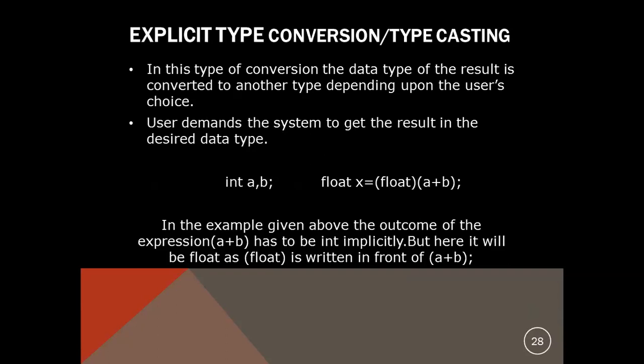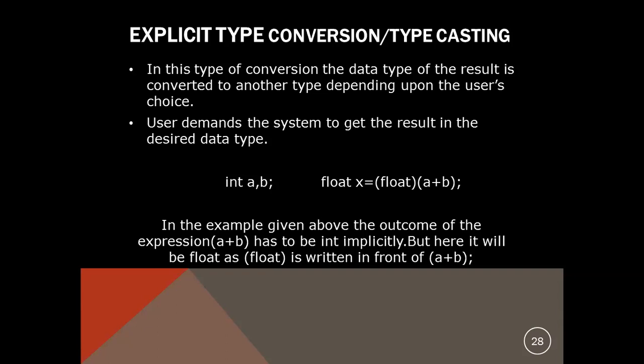Second type of conversion is explicit type conversion, or typecasting. In this type of conversion, the data type of the result will depend upon the user's choice, or the user demands the system to get the result in the desired data type. Look at the example given.